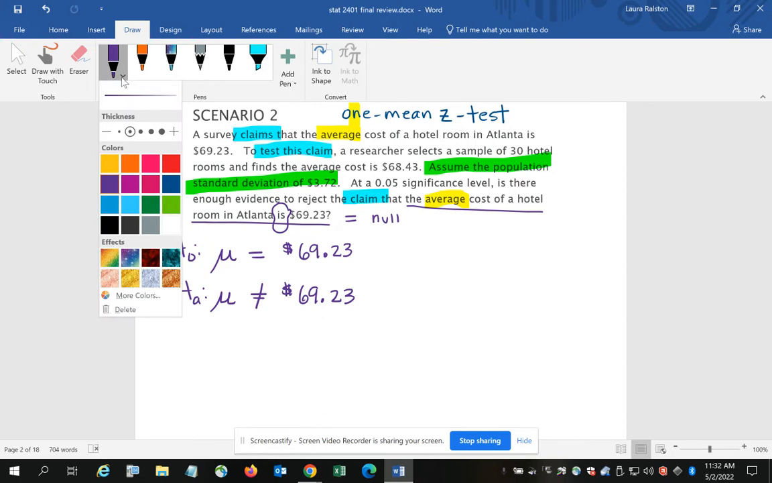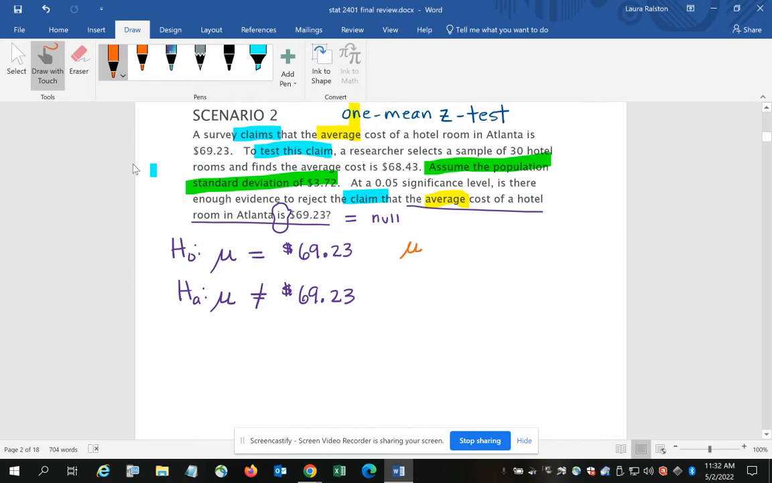Before I go to calculate my test statistic, I like to identify all of the information that I need. For a one mean z-test, we need the population mean, the population standard deviation, the sample mean, the sample size, and my level of significance. My population mean comes from the hypothesis, which is $69.23. My population standard deviation, I have highlighted in green. It says assume the population standard deviation of $3.72.